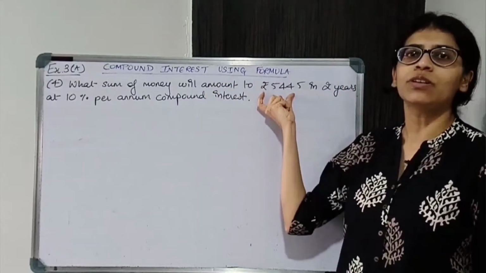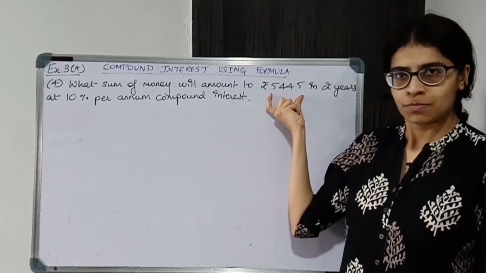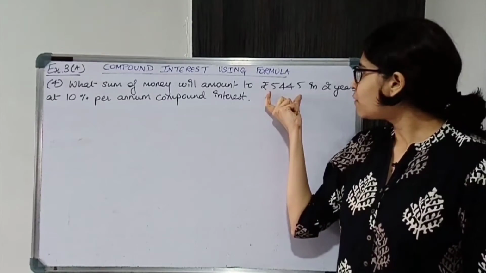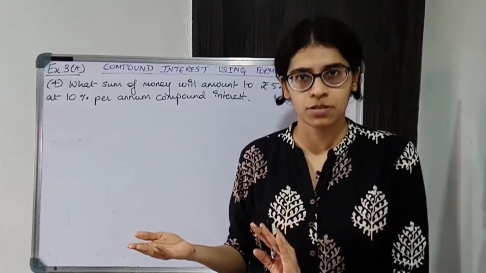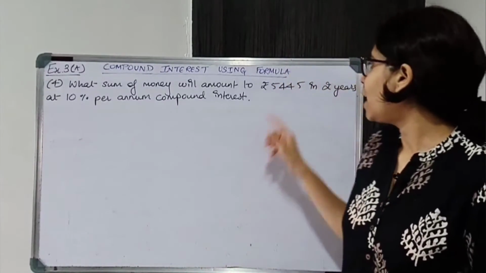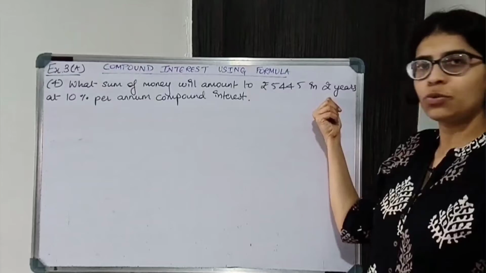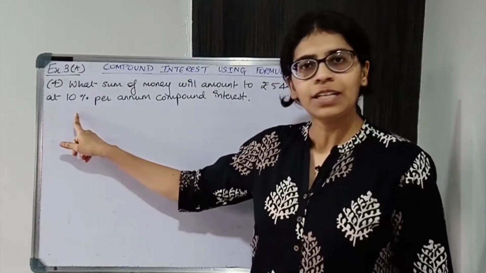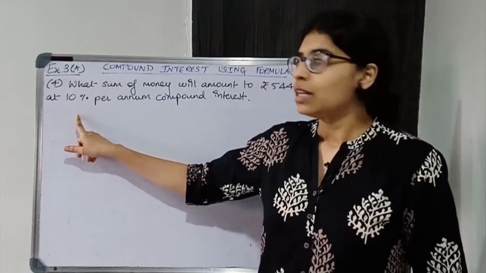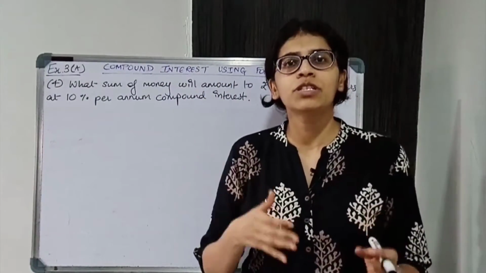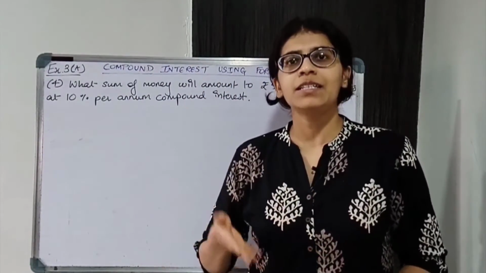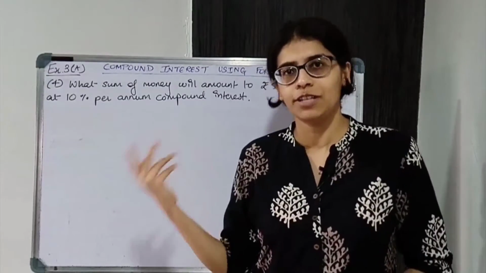Amount is this, after 2 years, okay. So rupees 5445 is the amount obtained after 2 years. All right. So A is given, N we know is 2 years, and R is given, 10% per annum, okay. We have to find the principal. So what we are going to do? We'll use the formula for amount only. A is equal to P into 1 plus R upon 100 raised to N.